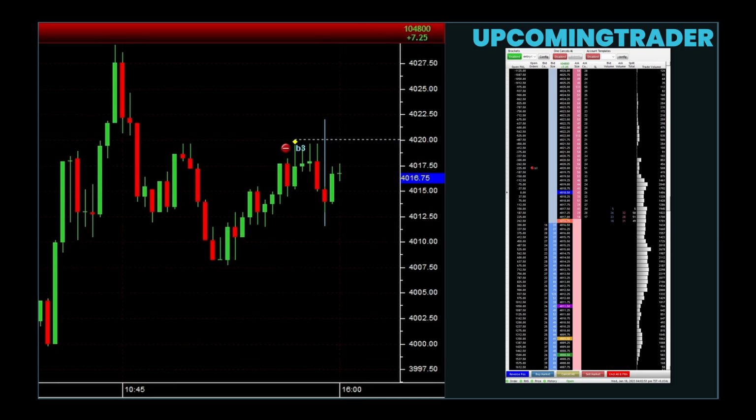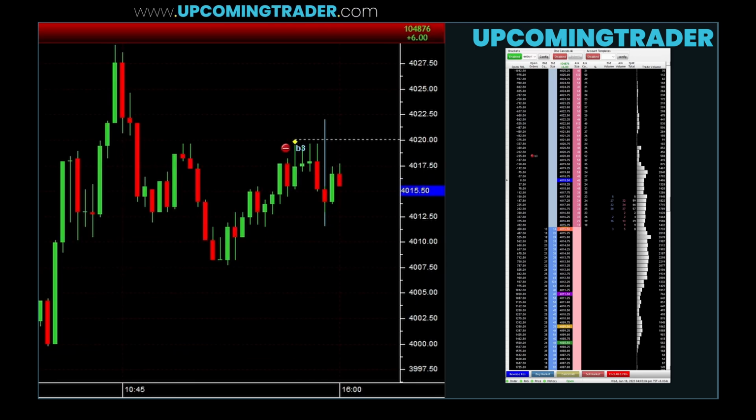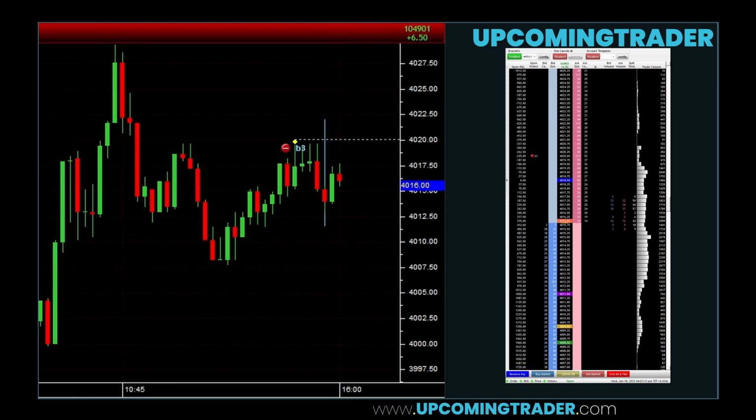You will also want to note the initial balance. The initial balance is the price range established during the first hour of trading. This initial range is important because it sets the tone for the rest of the trading day. If the price breaks out of this range, it can signal a significant move, either upward or downward. Traders often watch for breakouts from the initial balance to identify trend days versus range-bound days.